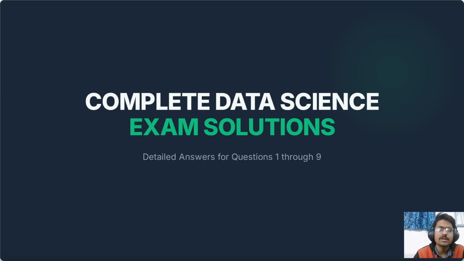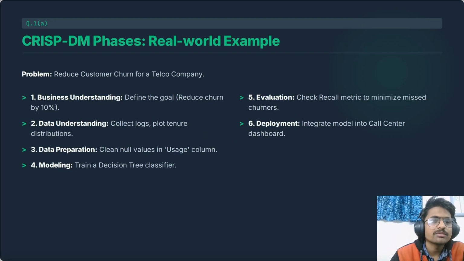Today we will discuss my end semester paper of Introduction to Data Science subject. So the first part of our first question is: what are the CRISP-DM phases? Explain it with a real world example. So the problem: reduce customer churn for a telco company.